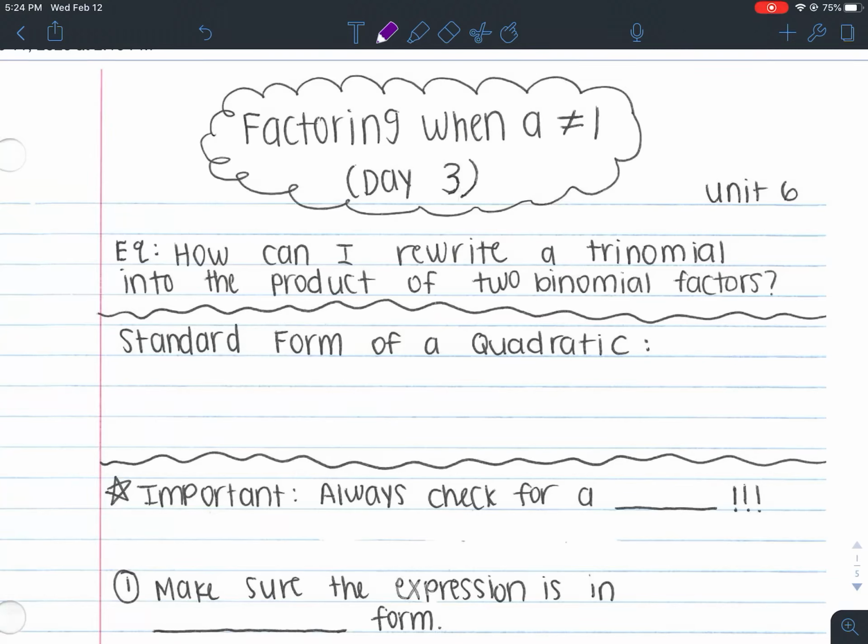Hey guys, welcome to Factoring When A is Not 1. We're on day 3 of Factoring Trinomials. We're in Unit 6, and our essential question is, how can I rewrite a trinomial into the product of two binomial factors?